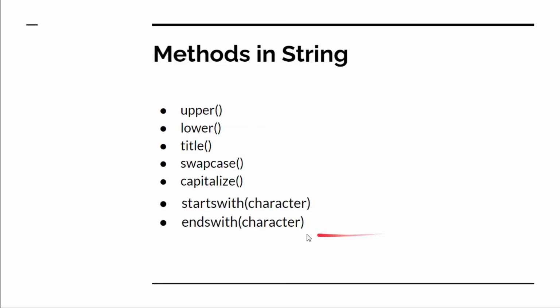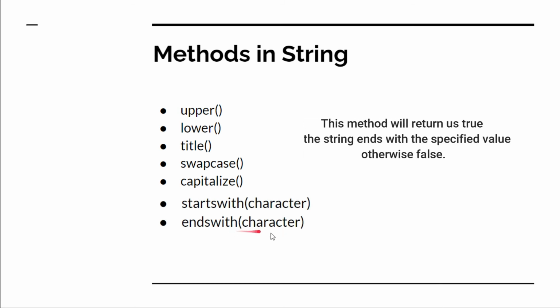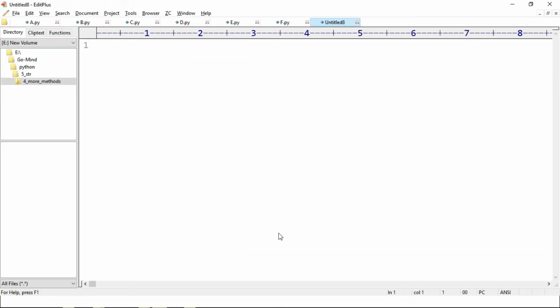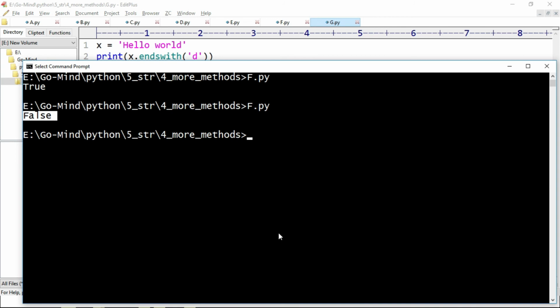Now similar to startswith, we have a method endswith. This method will return true if the string ends with the specified value, otherwise false. So let's see. g.py, the string is hello world and print x dot endswith d. The string ends with d, so it should return true. So let's check.